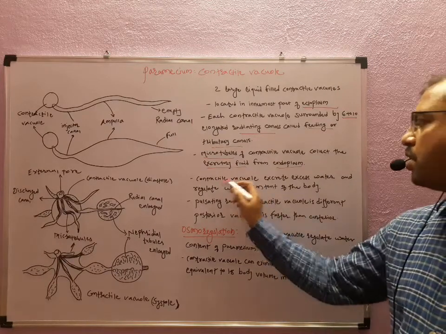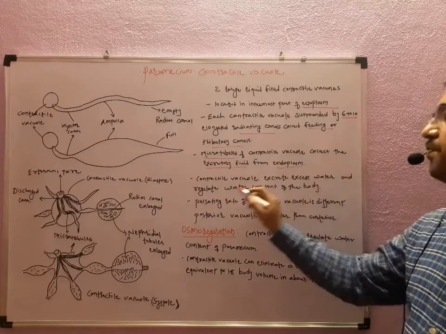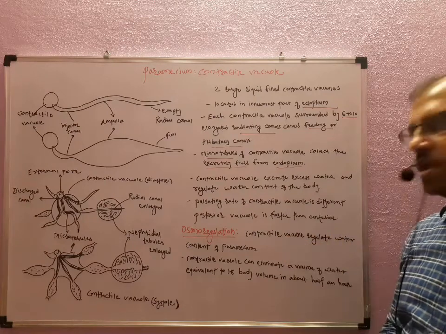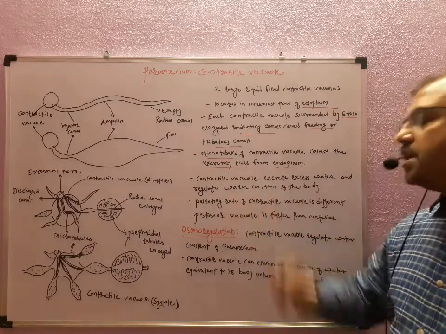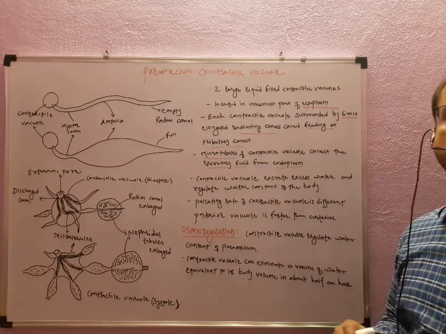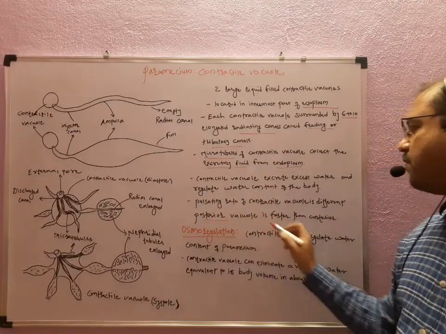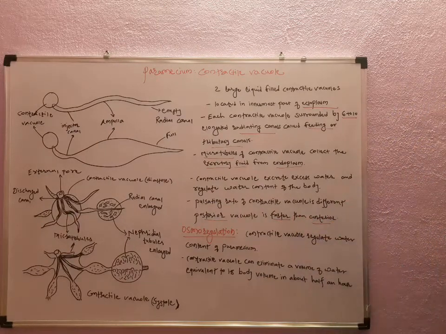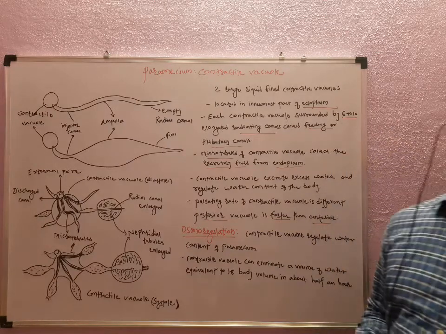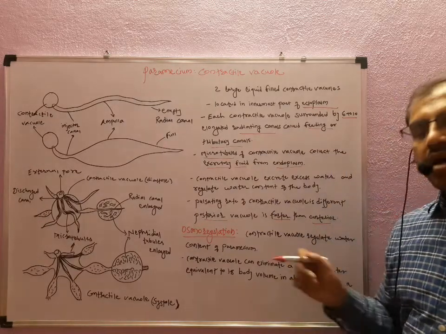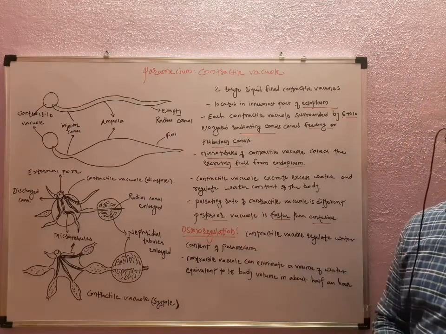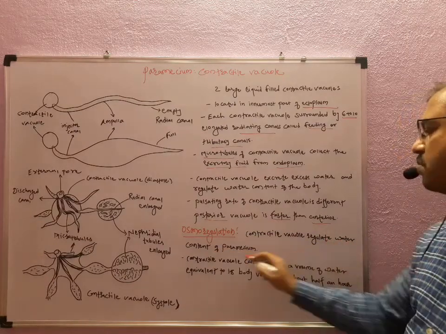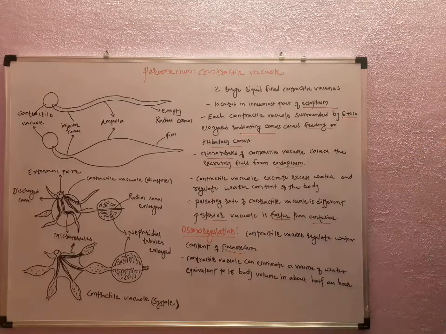Contractile vacuoles excrete excess water and regulate the water content of the body, maintaining the water balance of the body. The pulsating rate, that is systole and diastole, is different in both contractile vacuoles. The posterior contractile vacuole pulsates faster as compared to the anterior contractile vacuole. Along with the removal of nitrogenous waste, that is excretion, it also helps in osmoregulation, maintaining the water balance of the cell.